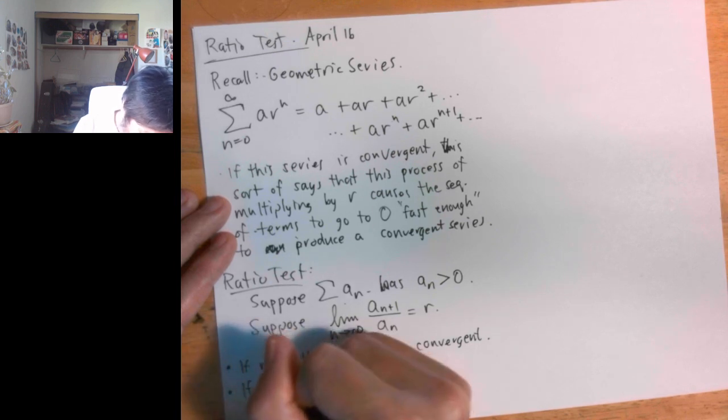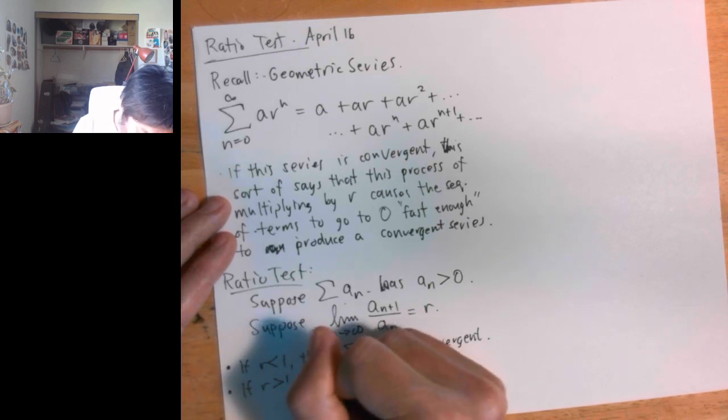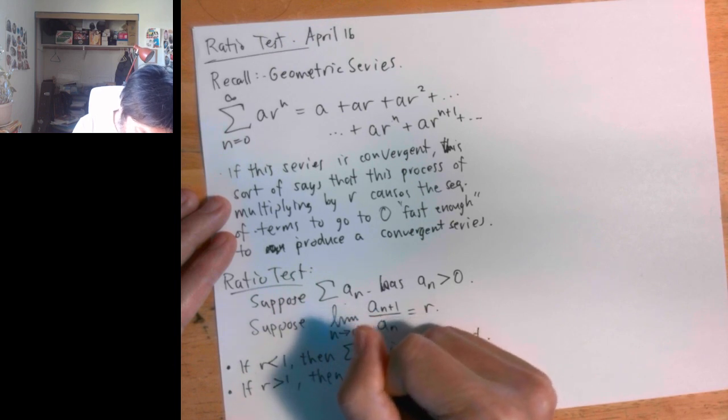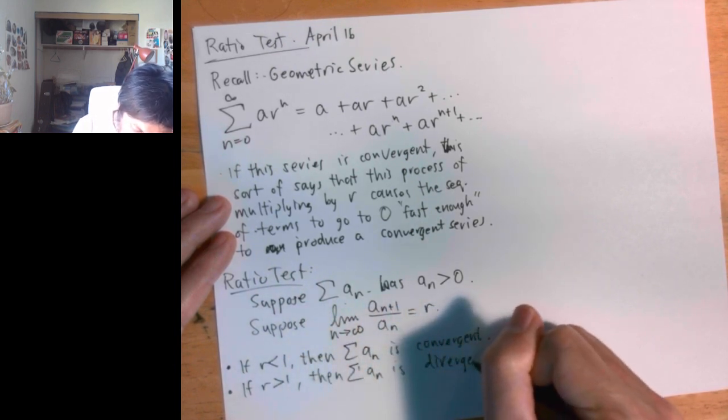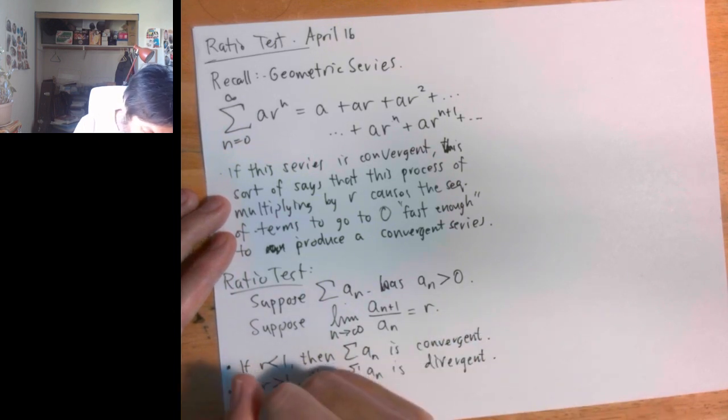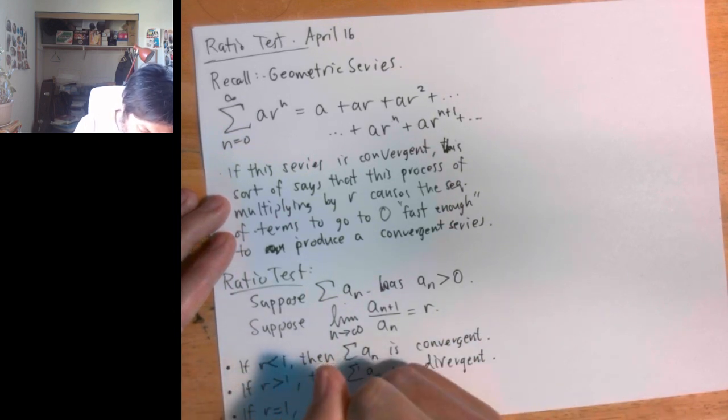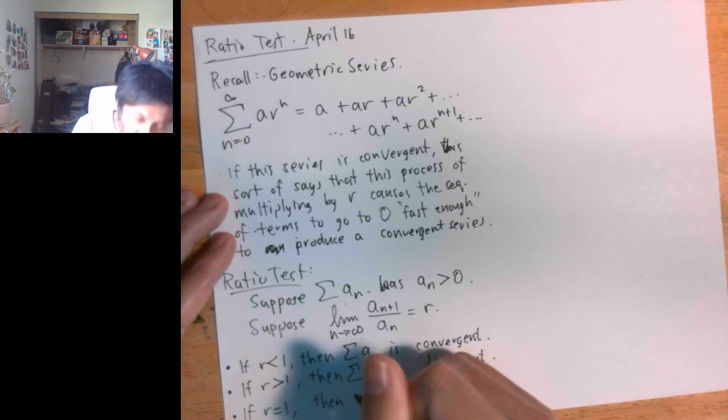If r is greater than 1, then the series is divergent. And if r is equal to 1, then you can say nothing.